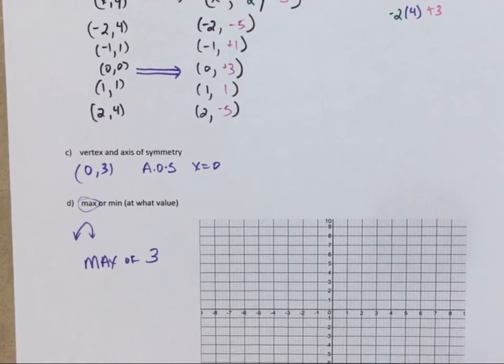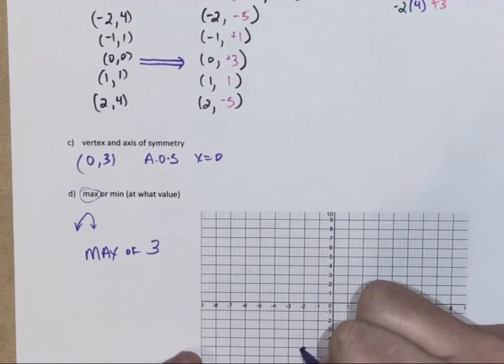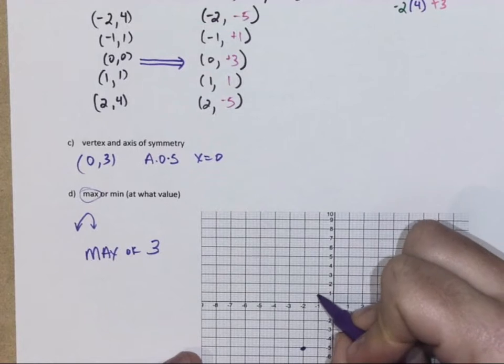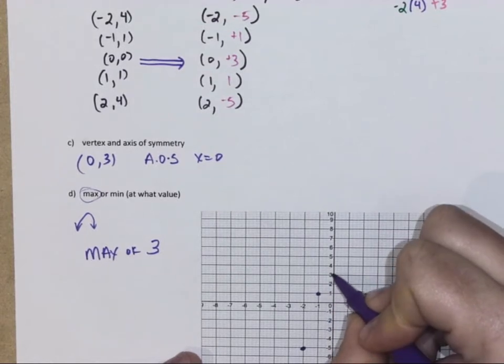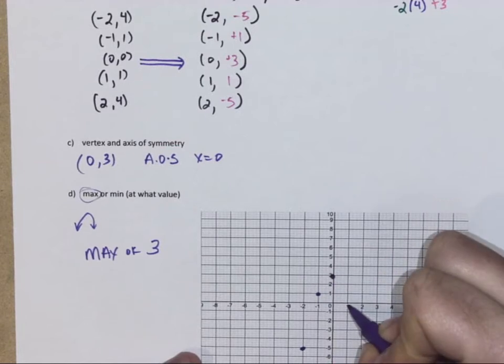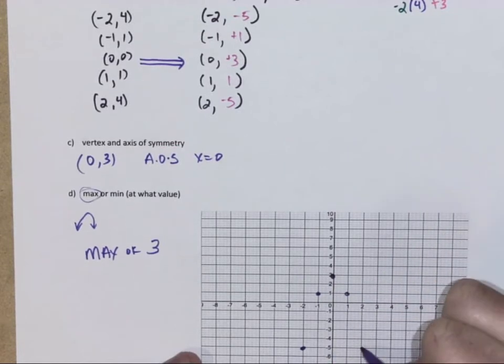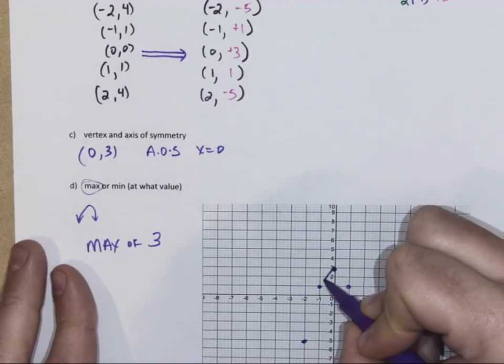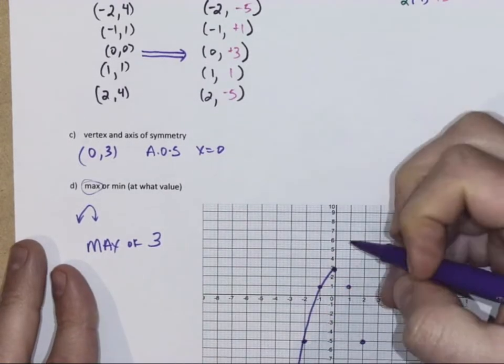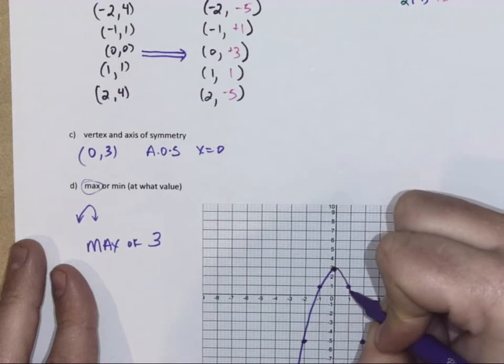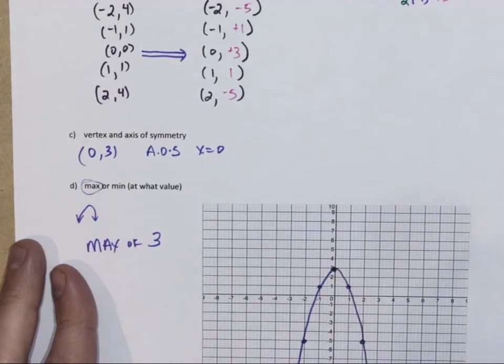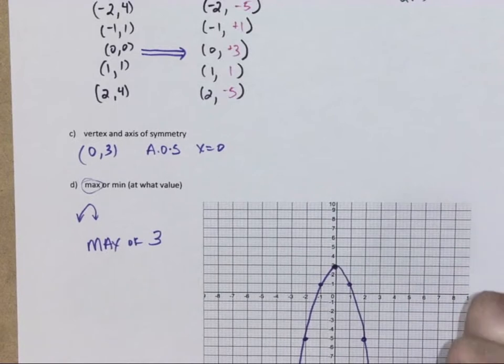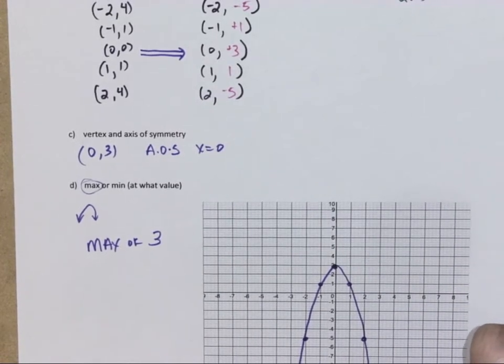So as I go to graph that, -2, -5, -1, +1, 0, 3, 1, 1, and 2, -5. And that is the equation y equals -2x squared plus 3.